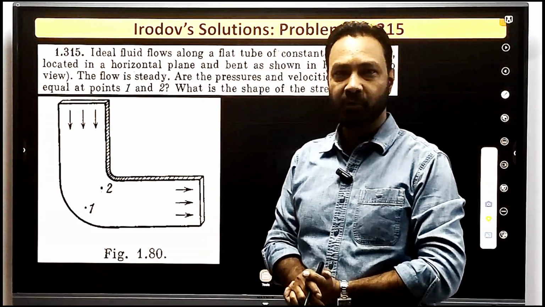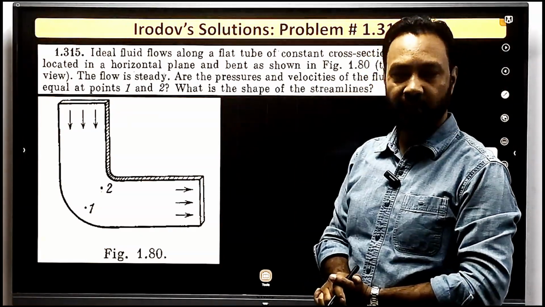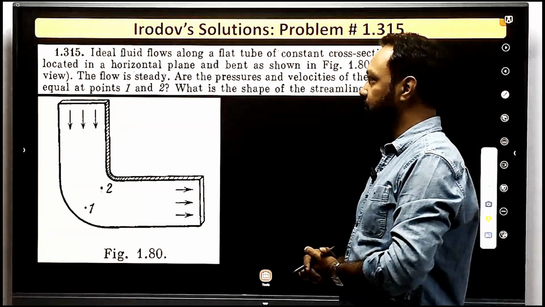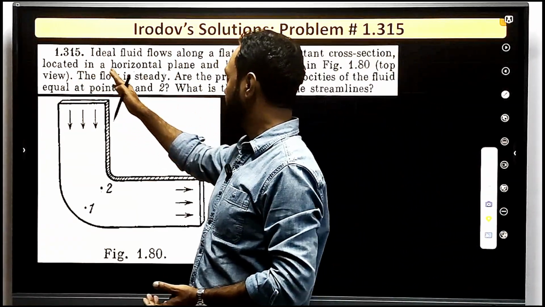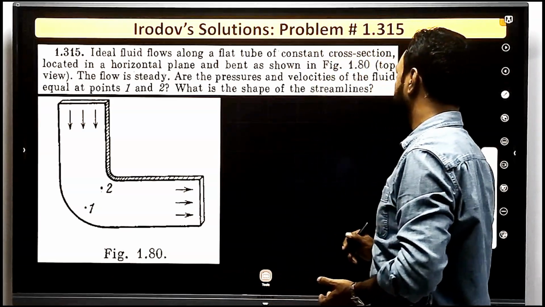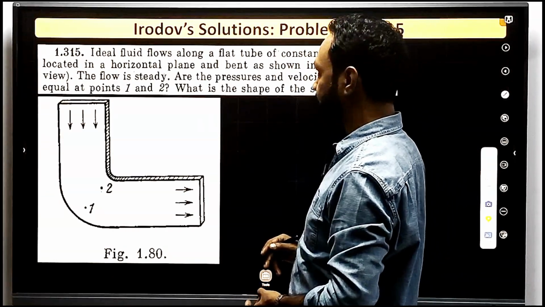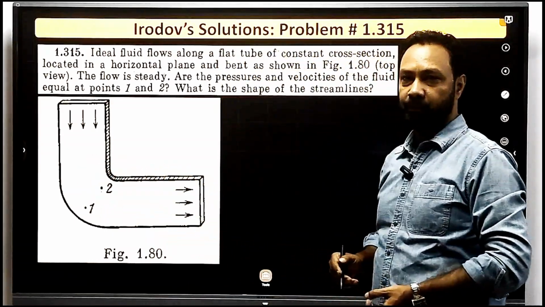Let's see this question of Irodov from Hydrodynamics. It's question number 1.315. It's a simple conceptual question. The question states: an ideal fluid flows along a flat tube of constant cross section located in a horizontal plane and bent as shown in the figure. The flow is steady. Are the pressures and velocity of the fluid equal at points 1 and 2, and what is the shape of the streamline?